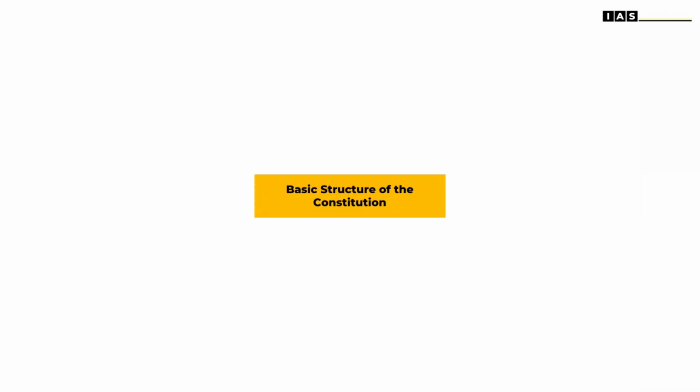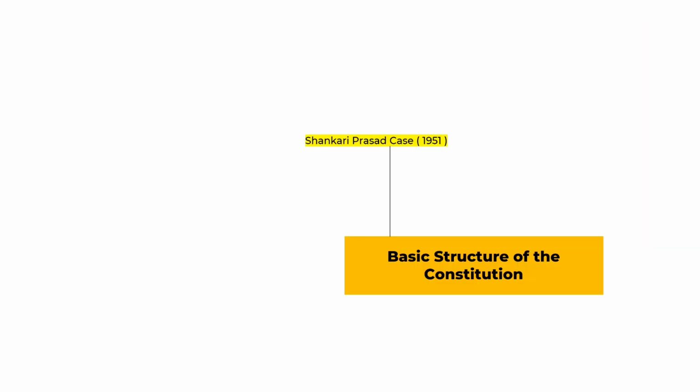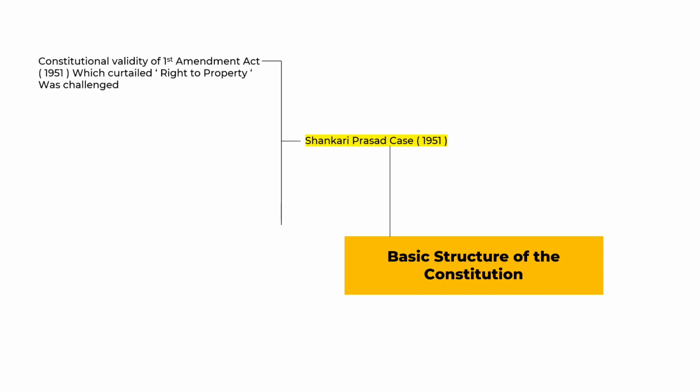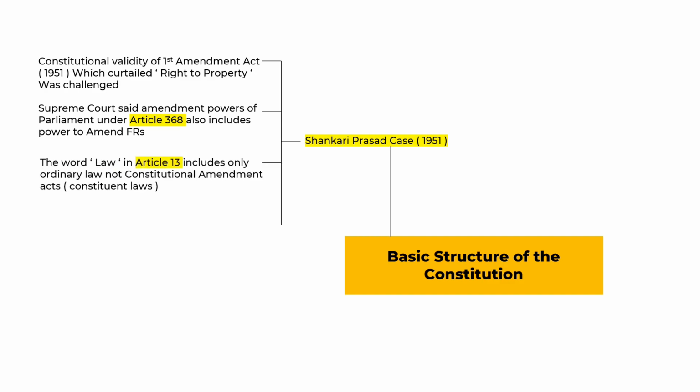Basic structure of the Constitution. Shankari Prasad Case 1951. Constitutional validity of First Amendment Act 1951, which curtailed right to property, was challenged. Supreme Court said that amendment powers of Parliament under Article 368 also includes power to amend the fundamental rights. The word law in Article 13 includes only ordinary law, not constitutional amendment acts. Hence, Parliament can abridge or take away any fundamental right.